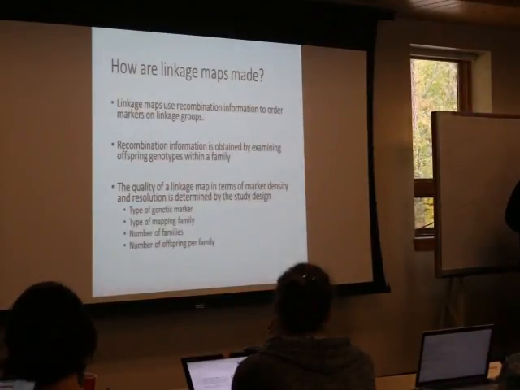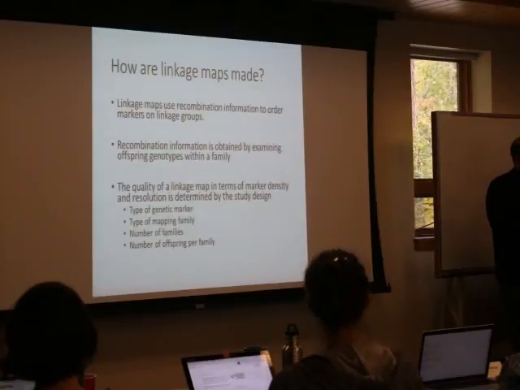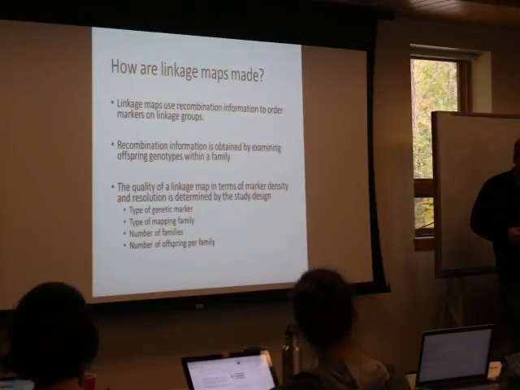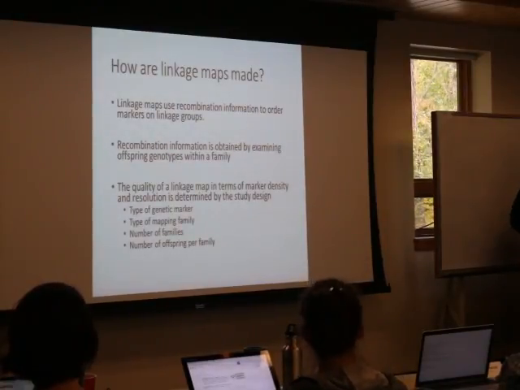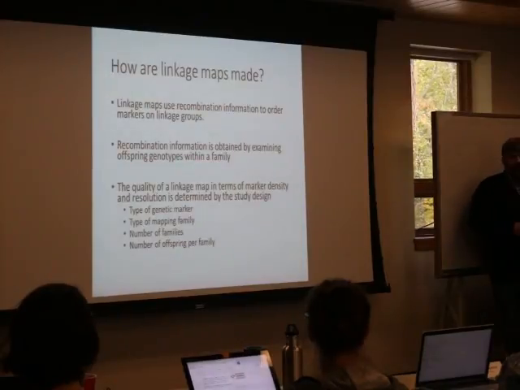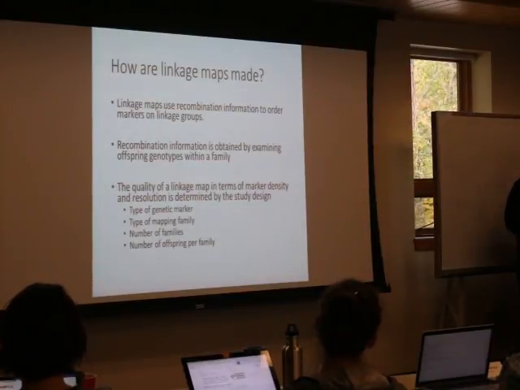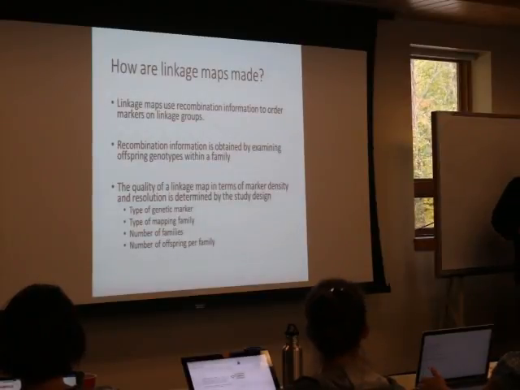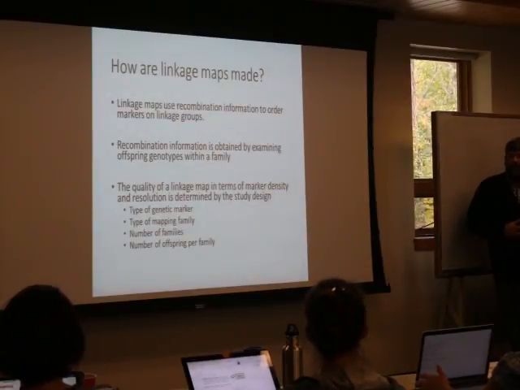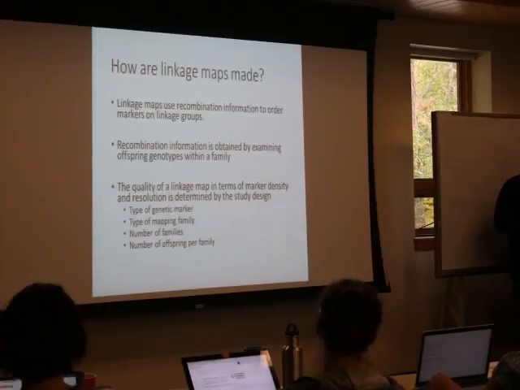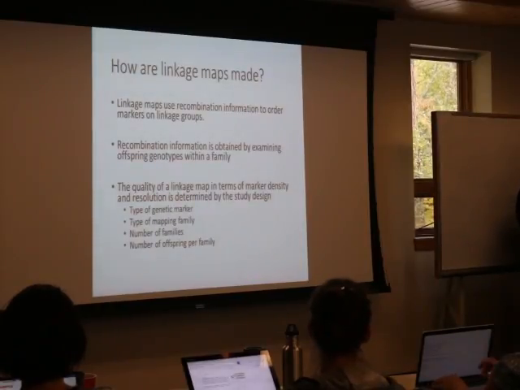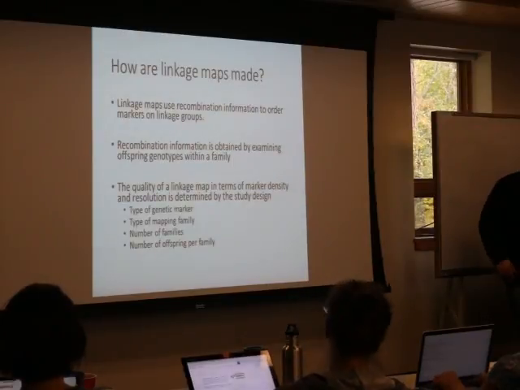Ultimately, the quality of the linkage map is going to be determined by the types of genetic markers that you use. Next generation sequencing will give many more markers than something like microsatellite studies. It also depends on the type of mapping family, whether you're using diploids, haploids, backcross, or recombinant inbred lines, and on the number of families in a mapping study and the number of offspring per family.